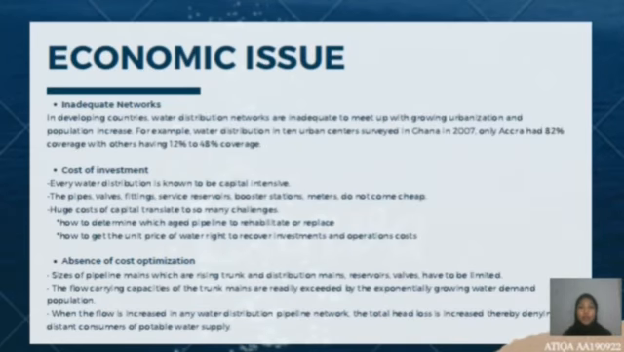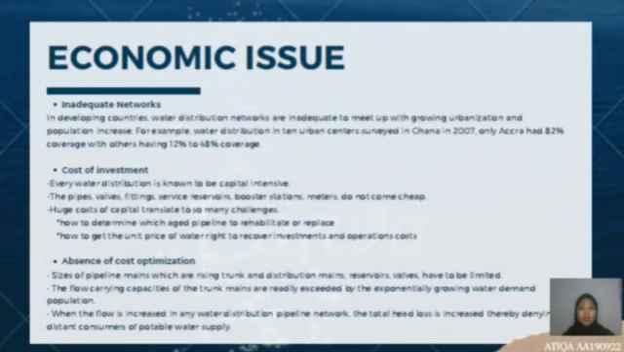Economic issues. The first economic issue is inadequate networks. In developing countries, water distribution networks are inadequate to meet the growing urbanization and increase of population. Second is cost of investment. Every water distribution system is known to be capital intensive, as the pipes, the meters, and the service reservoirs do not come cheap. Huge cost of capital translates to many challenges.